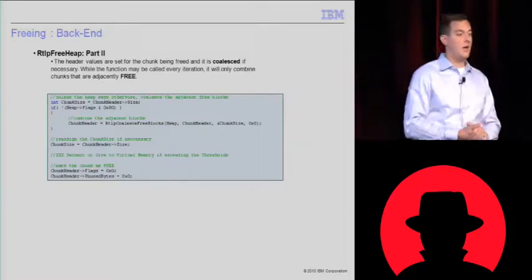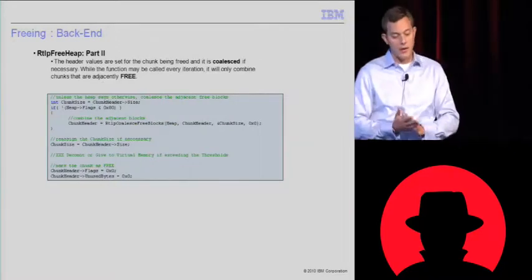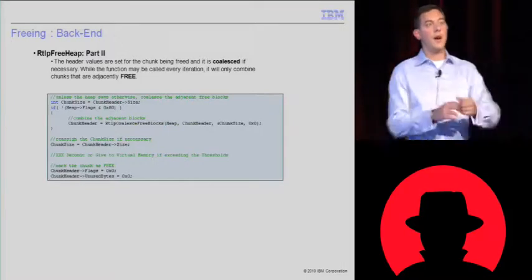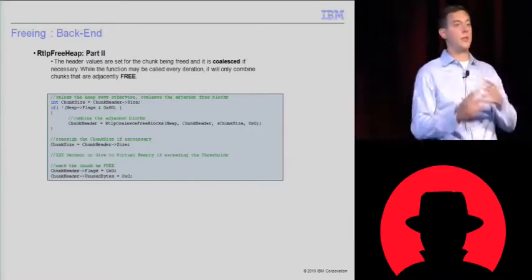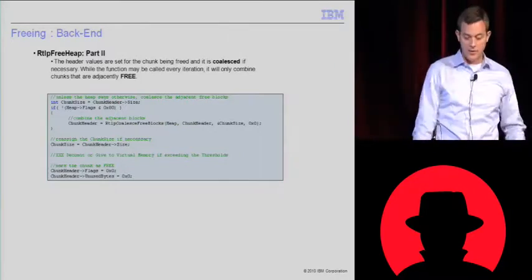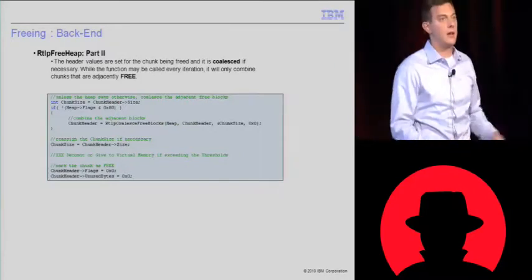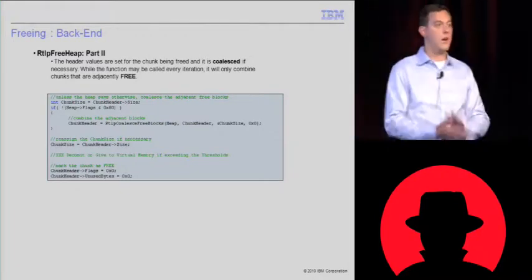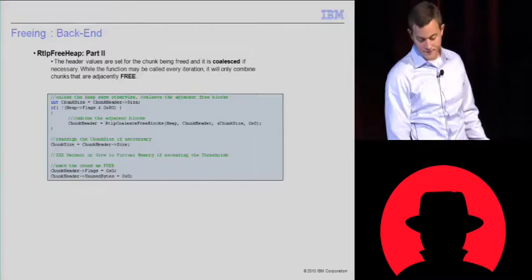Okay, we've updated these flags and done some things. If the heap permits, coalesce it, right? If the previous chunk is free, coalesce it with the chunk we're freeing. If the next chunk is free, coalesce the chunk we're freeing. Update the sizes. That again can be looked at more thoroughly in a paper written by Dr. McDonald and myself from 2009.